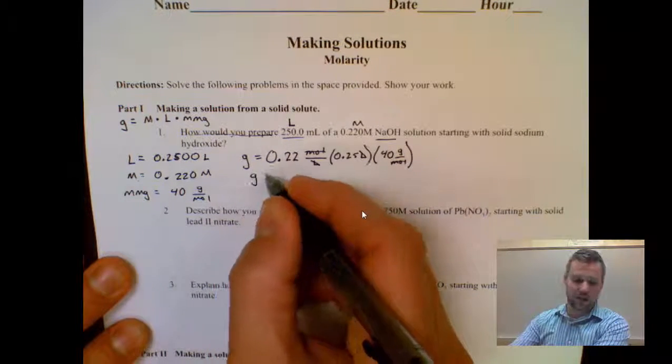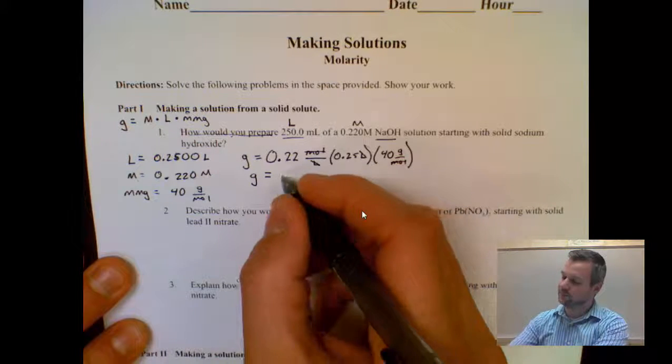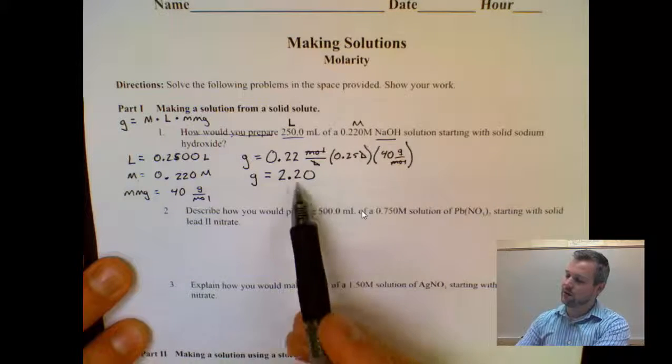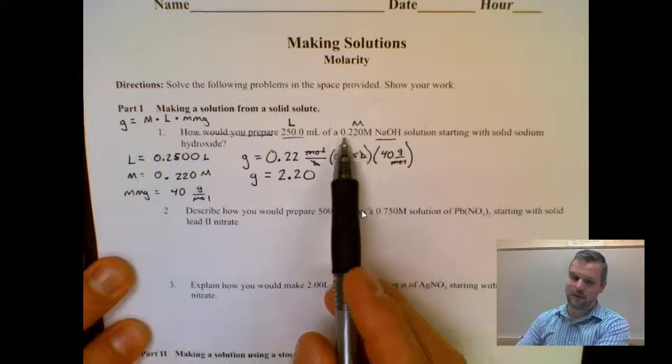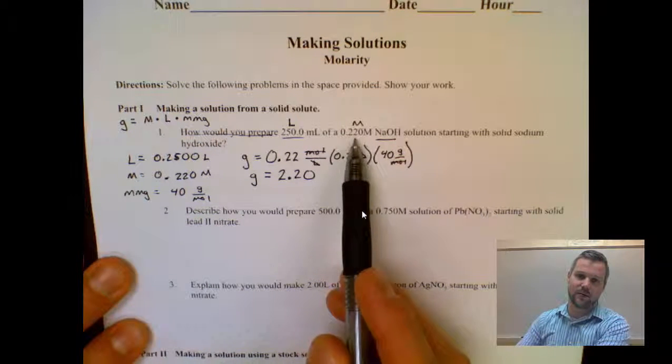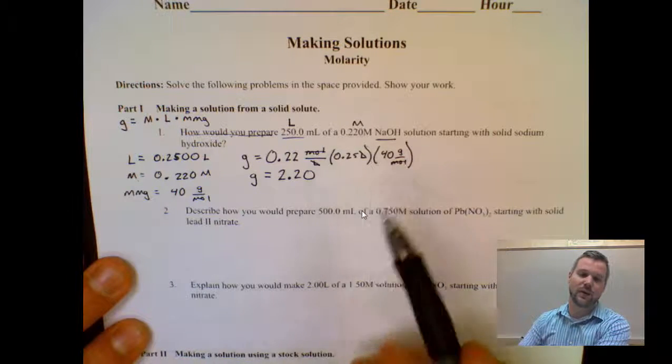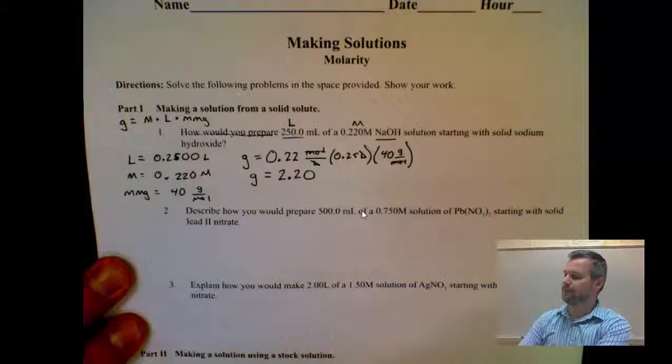So the number of grams that we get, if you plug this in your calculator, ends up being 2.20. I'm using 3 sig figs from this number right here. Leading zeros don't count. Zeros have to be to the right of a non-zero, and you have to have a visibly drawn decimal point for those non-sandwich zeros.